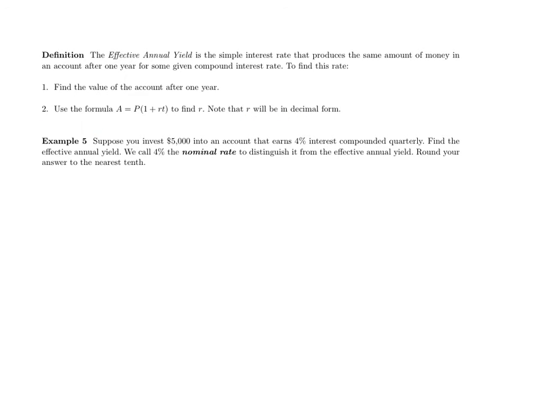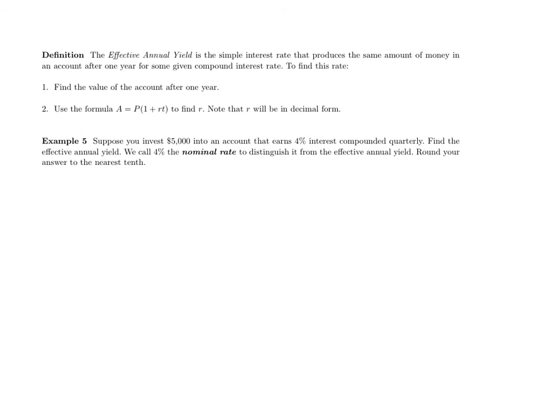In example 5, let's go over how we can compute this for this account. Suppose you invest $5,000 into an account that earns 4% interest compounded quarterly. Let's find the effective annual yield. Since we now have 2 different interest rates, the one from the account and the effective annual yield, we will call the one associated with the account the nominal rate. So step 1 is, let's find the value of the account after a single year.